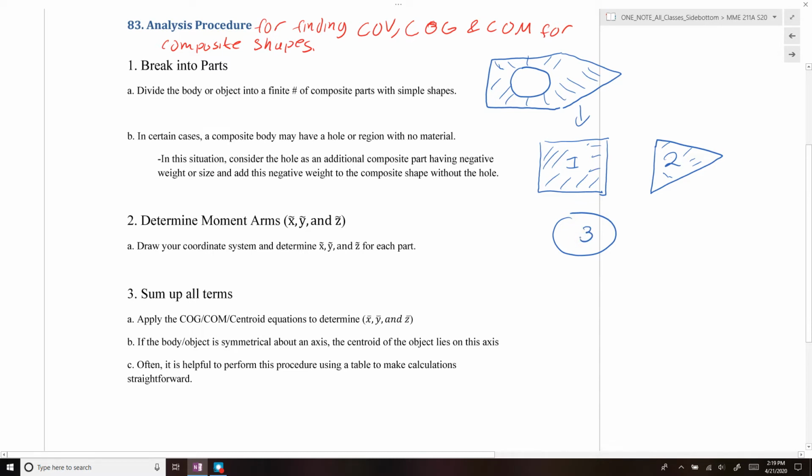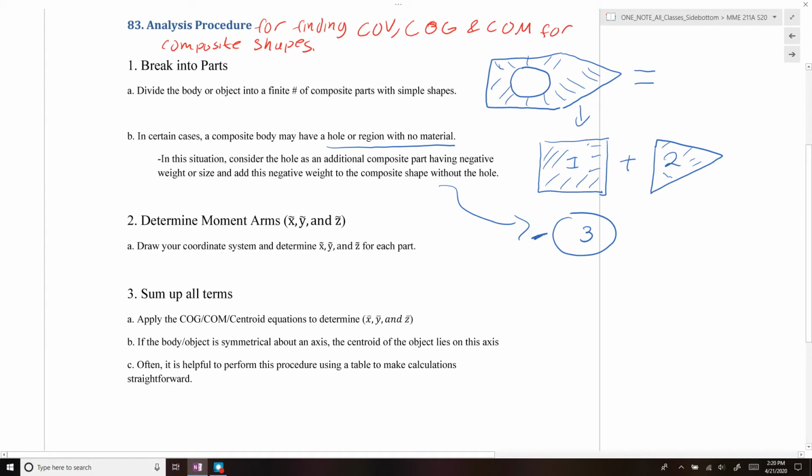Alright, so once we divide it into the three shapes, one thing we already did is that sometimes in your composite body there might be a region or a hole where there's no material at all. So for example, we have part number 3 here. That is an example. So we can think of our total shape on the top as the sum of shape 1 and 2 minus shape 3.